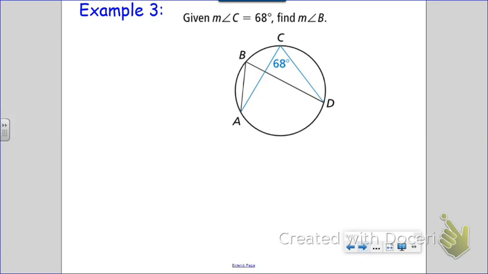Given the measure C equals 68 degrees, find the measure of angle B. Again, notice that they have the same intercepted arc. Therefore, the angle B is the same measure, 68 degrees. And the arc would be double the angle. So if we double the angle, our arc is 136 degrees.